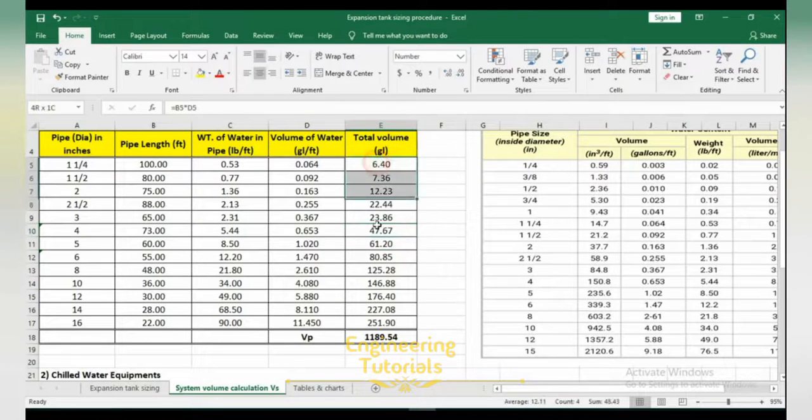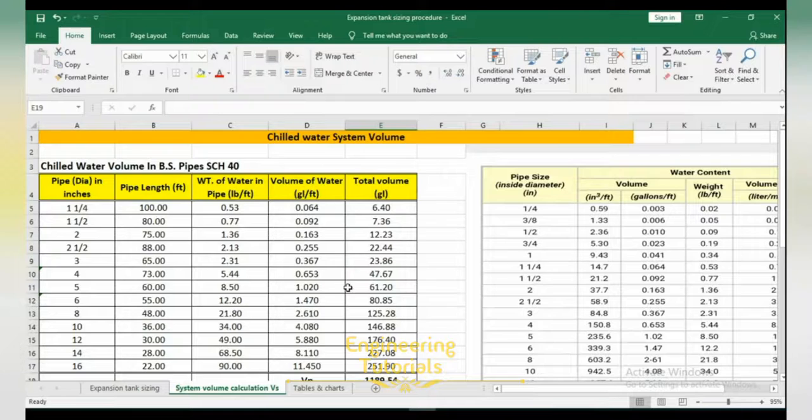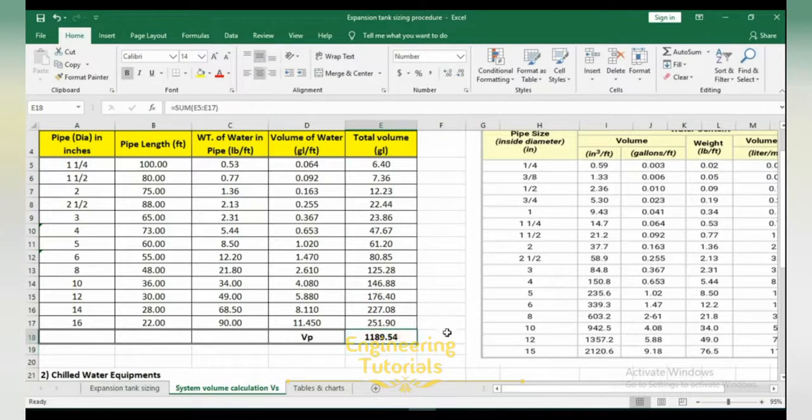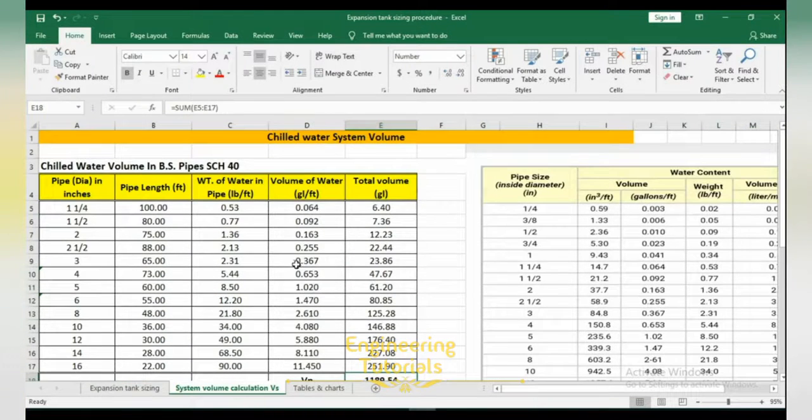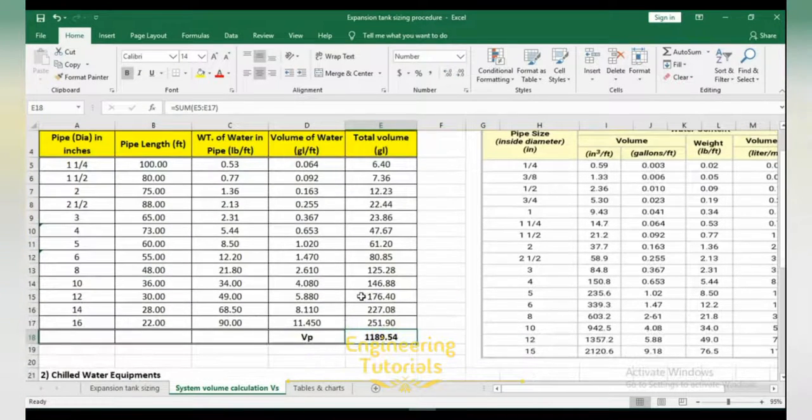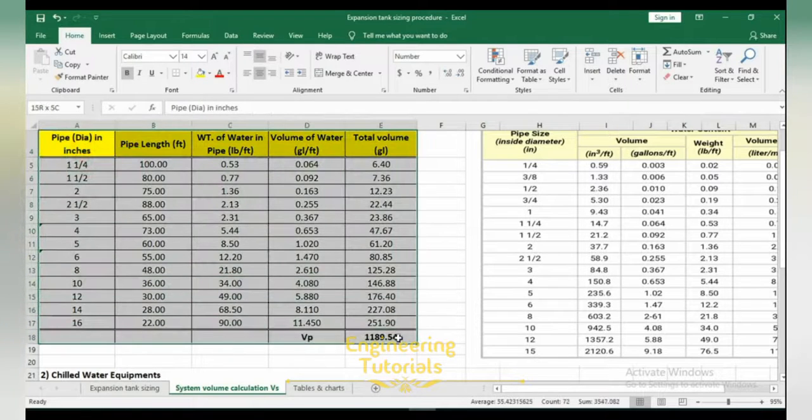In the same way you have to calculate for all. So let's say we have calculated for all of these and summed it up over here, and the total volume of the water in the pipes is 1189.54 gallons. So this is basically the volume of the water inside the pipes which we have calculated here.